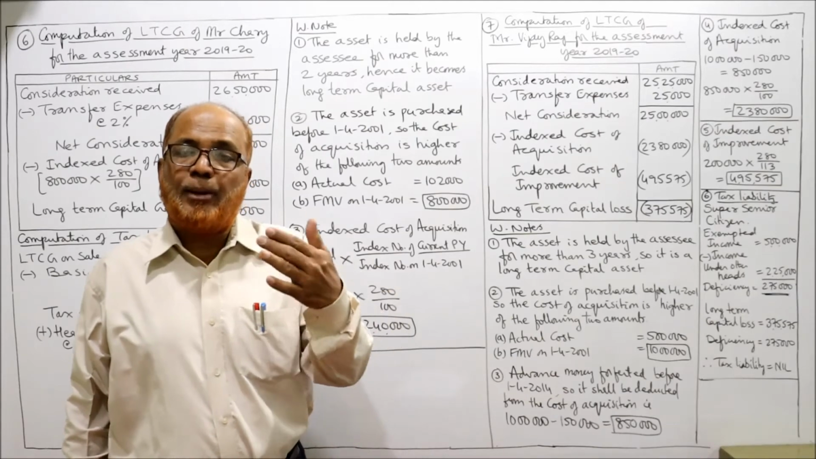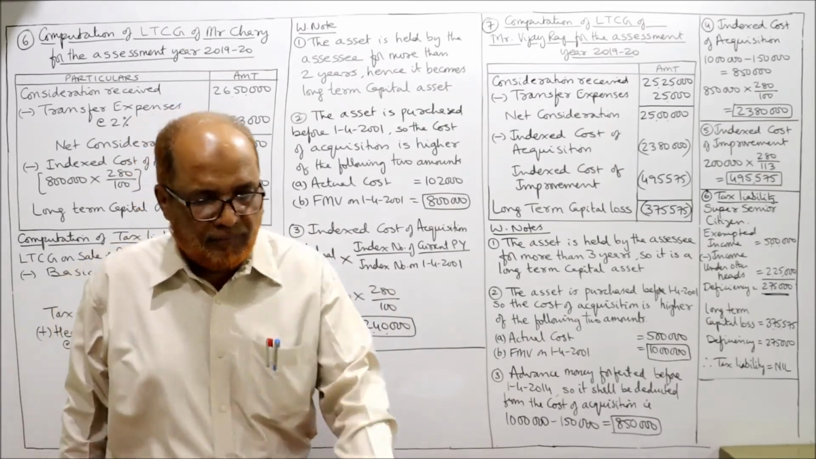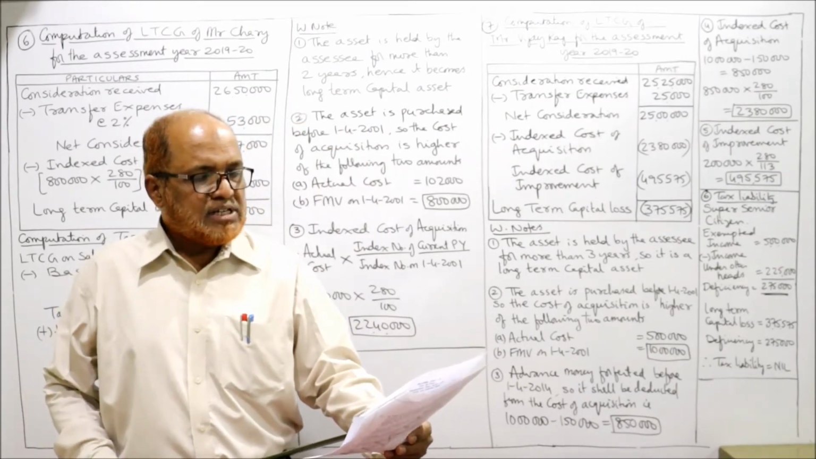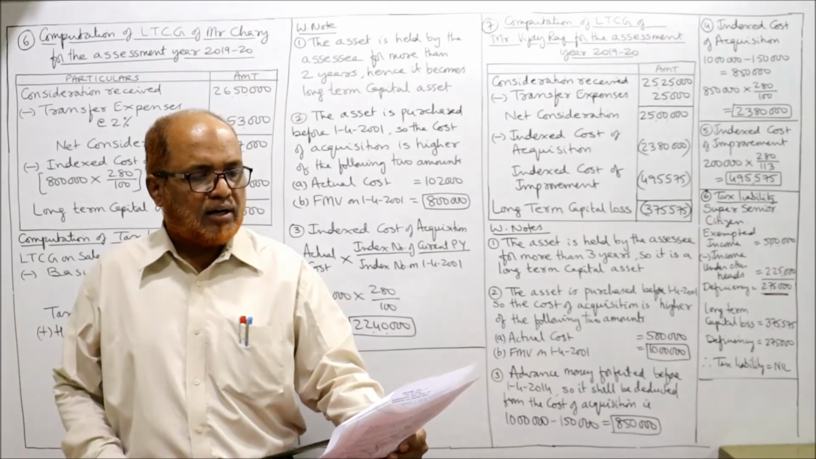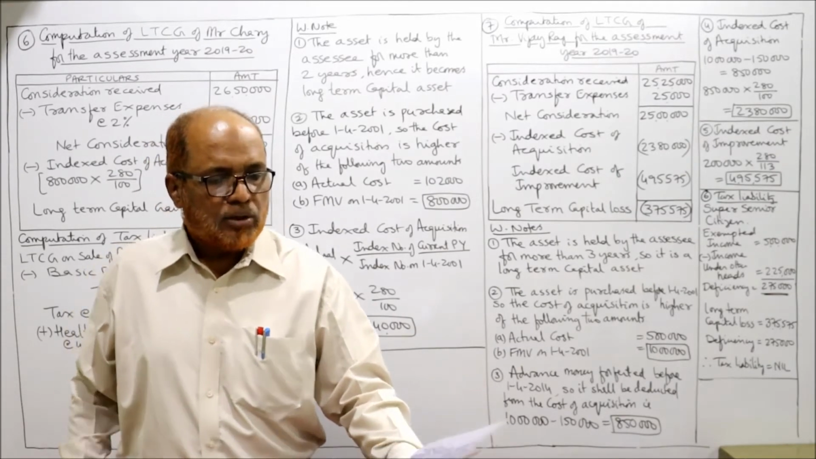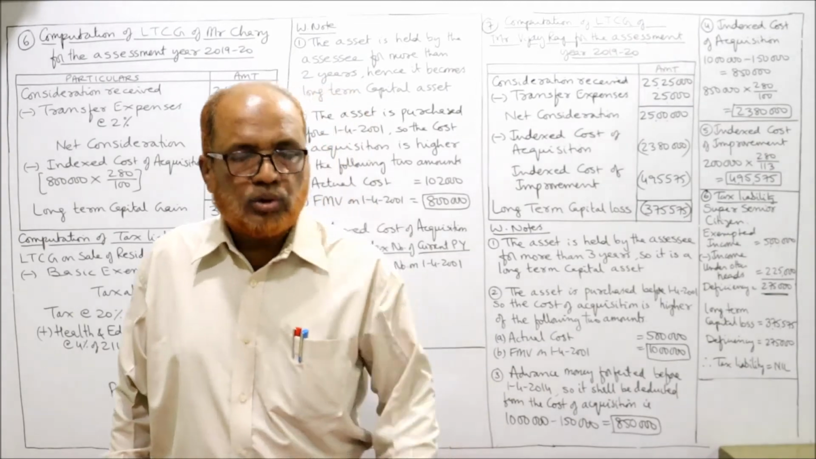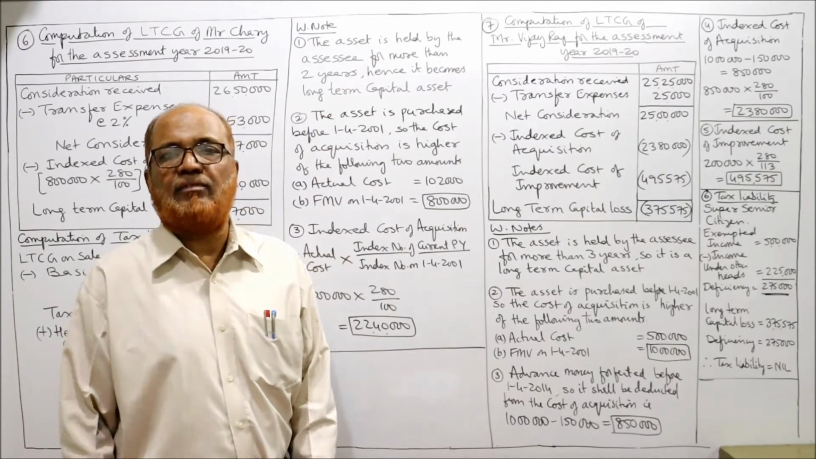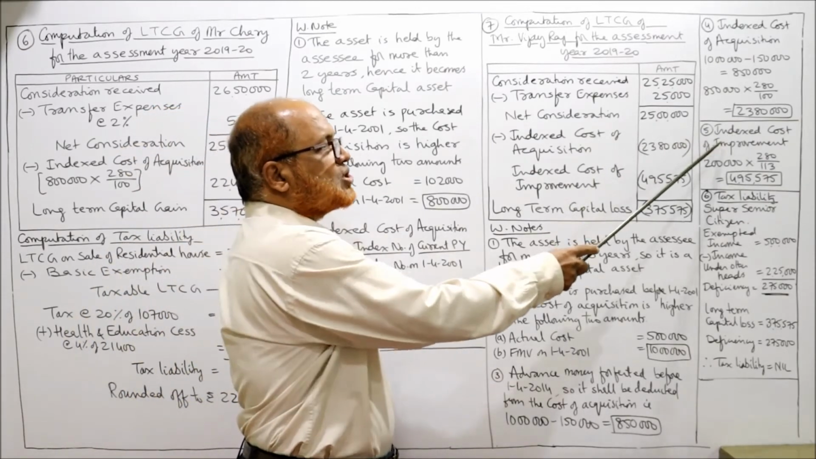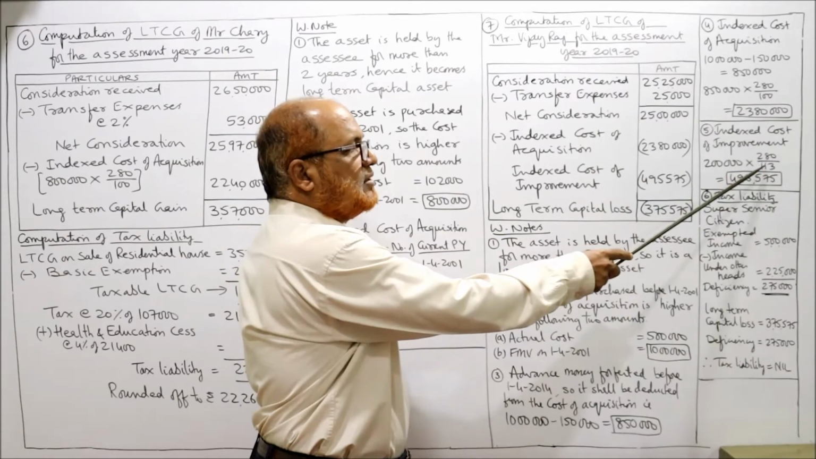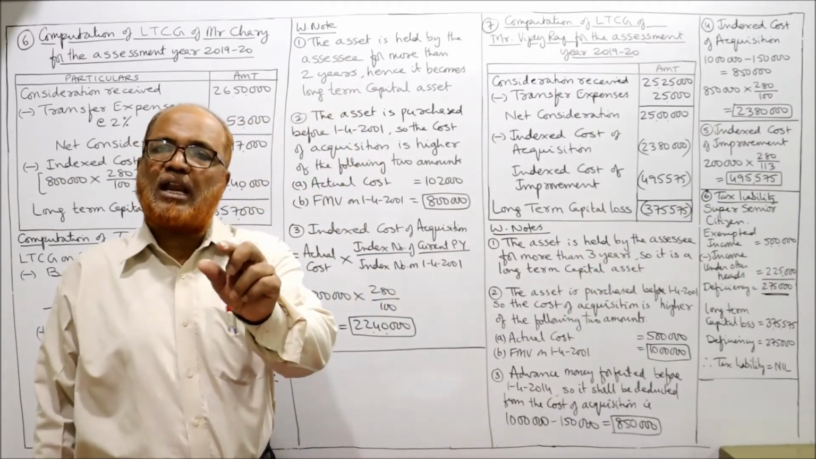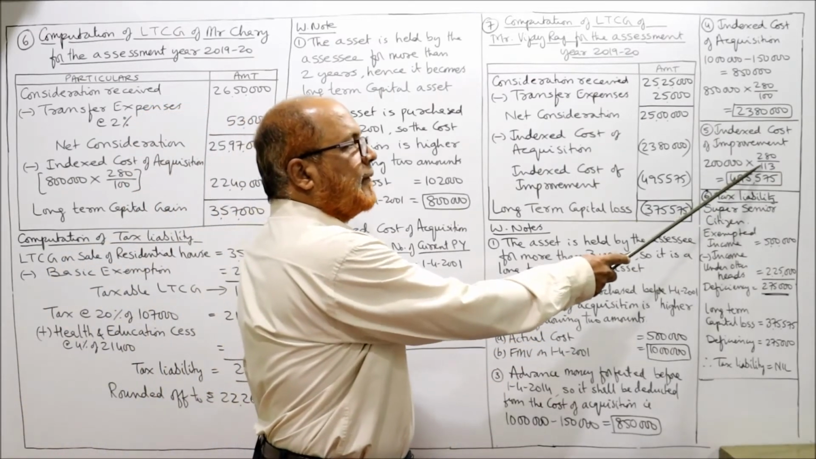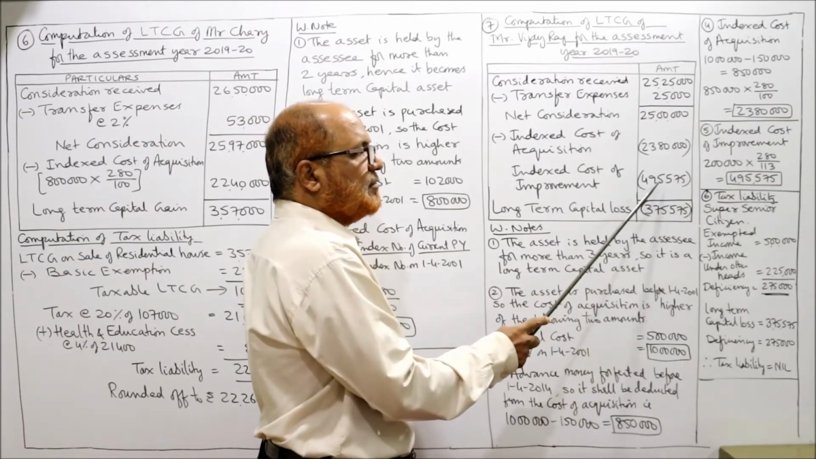Similarly, indexed cost of improvement. In which year he has made the improvement is given here: on 16th January 2005. He has ordered to make an ornament of the gold. So 2004-2005, the index number was 113, given in the problem. So here indexed cost of improvement is 2 lakh rupees into 280 divided by 113. At the time of converting the gold into ornament, the index number was 113. So 280 by 113, 4,95,575.